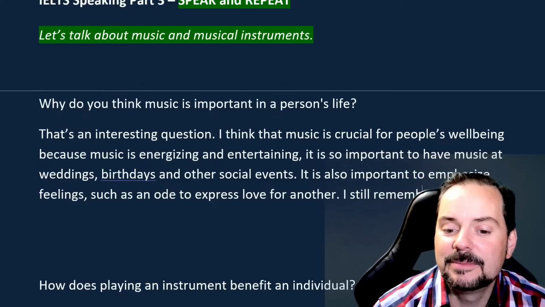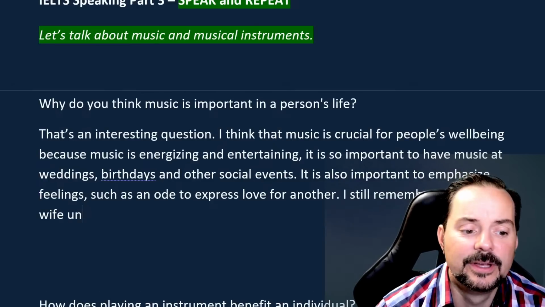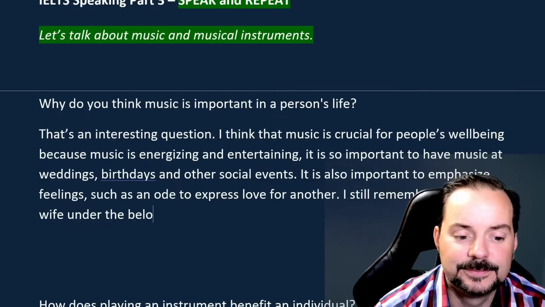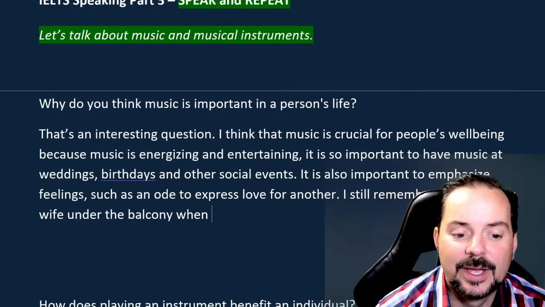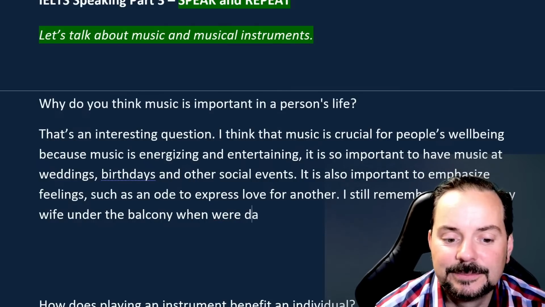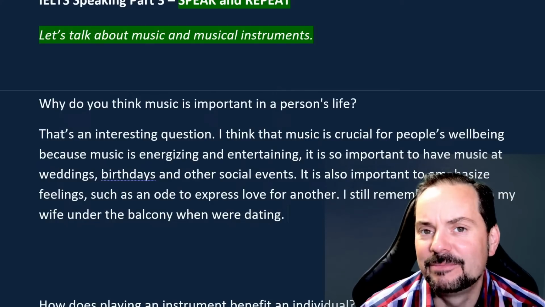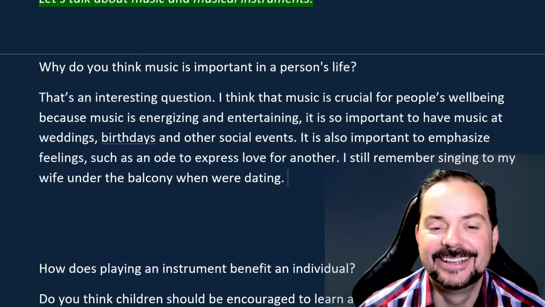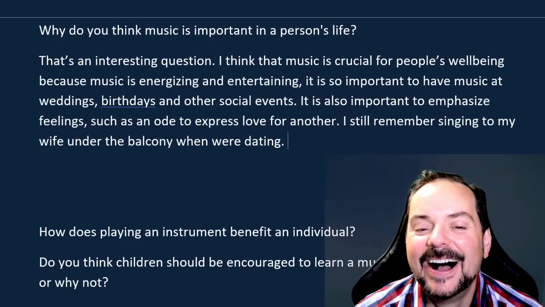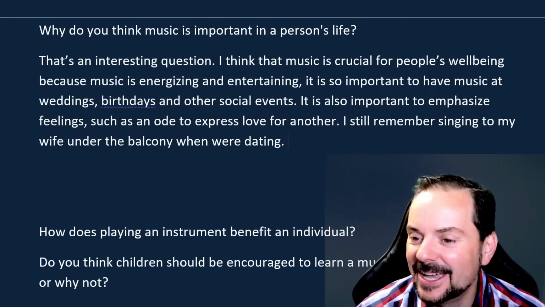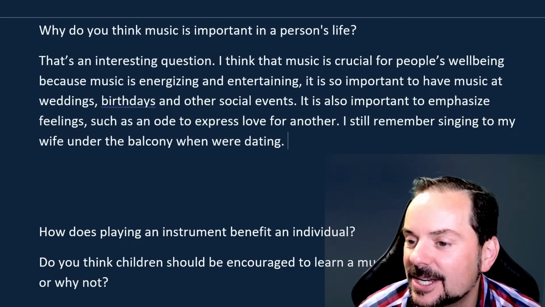I still remember singing to my wife under the balcony when we were dating. Right. My wife might tell you otherwise, but anyway, visualize it, right? Okay, do I have some answers here?